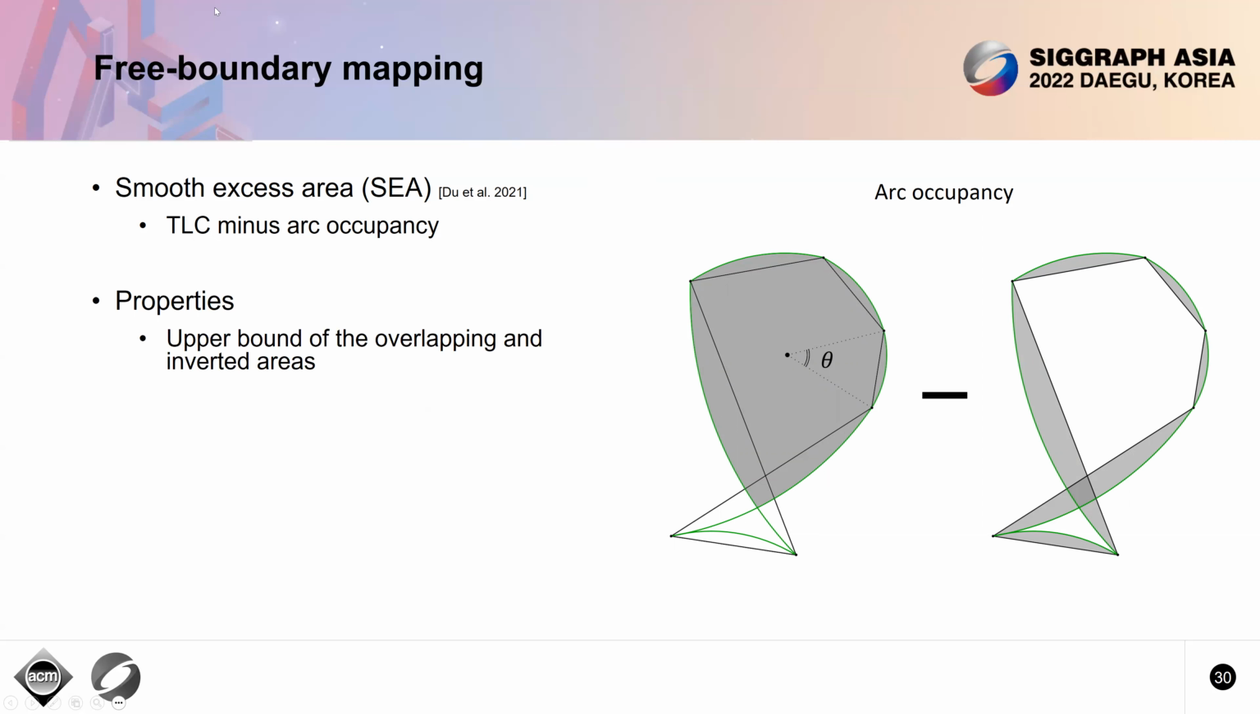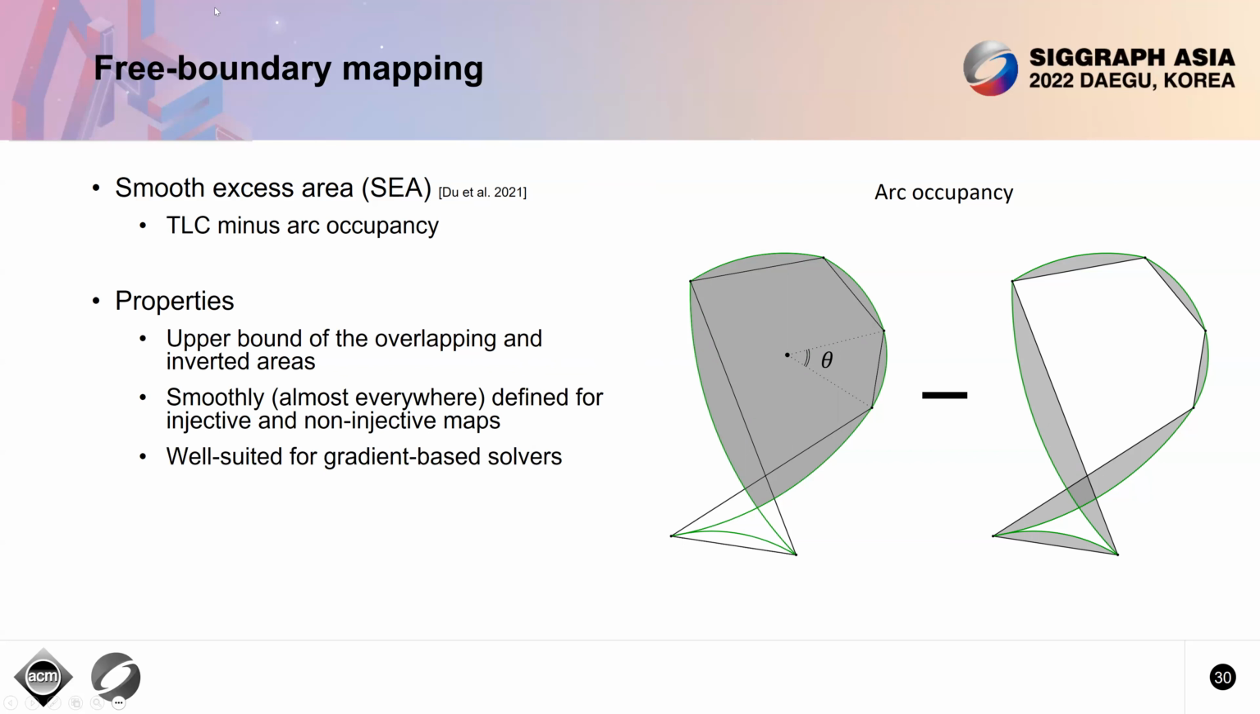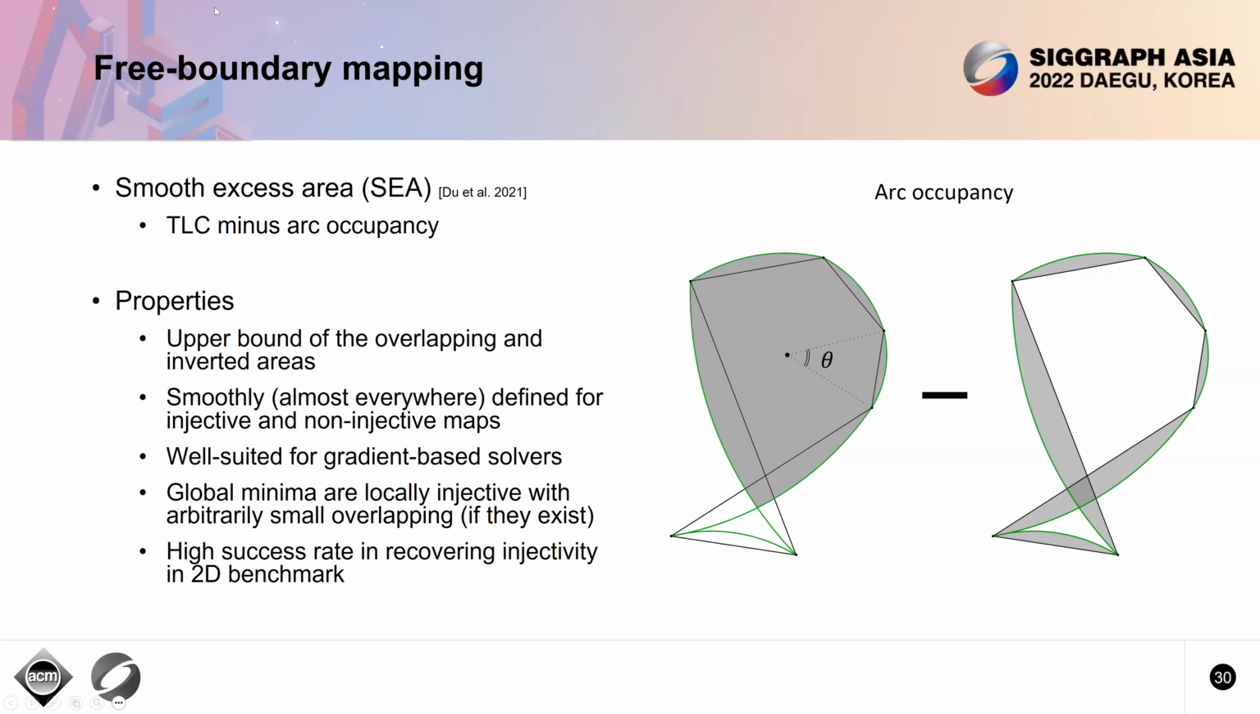It's an upper bound for the total overlapping and inverted areas, so its minimization tends to remove these non-injectivities. SEA is smoothly defined for injective and non-injective maps, and suitable for gradient-based solvers. For sufficiently small alpha and theta, we can prove that the global minima are locally injective maps with arbitrarily small overlappings, if such maps exist. Even though global minima are unlikely to be reached, SEA recovers injectivity with a high success rate when tested on a large 2D benchmark.